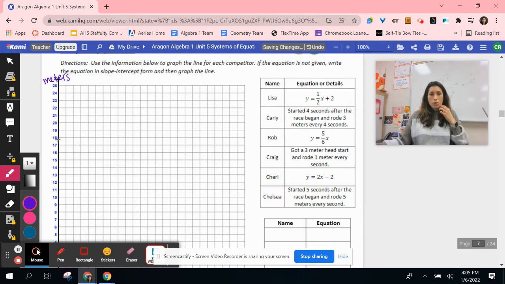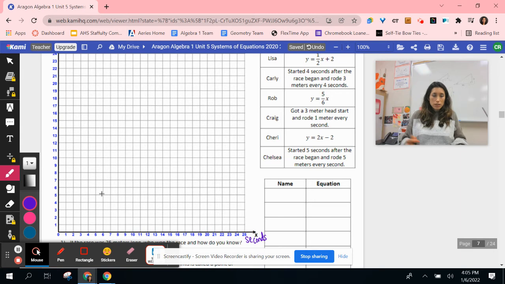Okay. So first, let's go ahead and graph Lisa's equation. We're going to do y equals 1/2 x plus 2. So let's do that first here. This is looking like Lisa got a 2-meter head start. So when the race was at 0, she was already at 2 meters. And then she's traveling at a slope of 1/2. What that means is for every 2 seconds, she's traveling 1 meter.